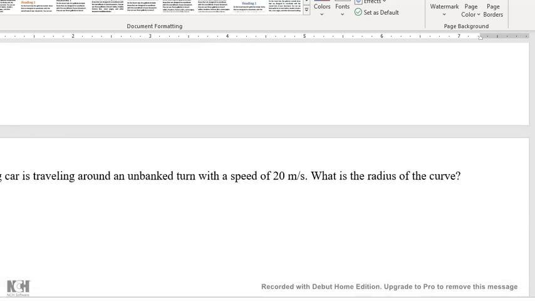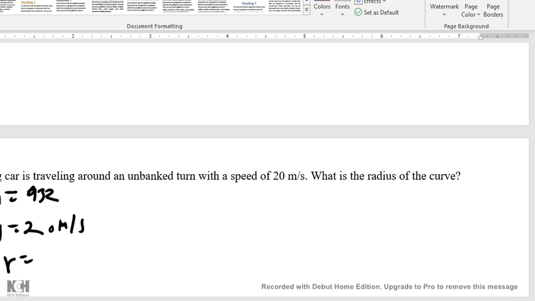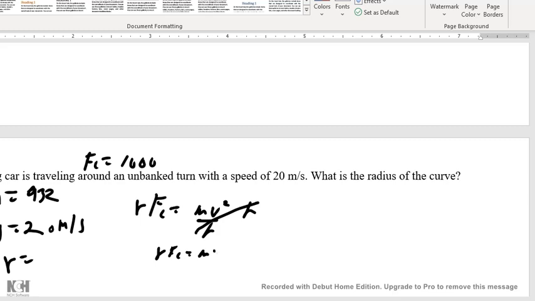All right, number 8, radius of the car. What did it give us? Mass, 932 kilograms. Speed is 20 meters per second. The radius is, we don't know. We have a mass, and I also gave you, but this problem didn't say it, I left off that force was 1,000. So now you know you've got to use Fc equals what? mv squared over r. We're going to multiply both sides by what? R. Now I've got Rfc equals mv squared.